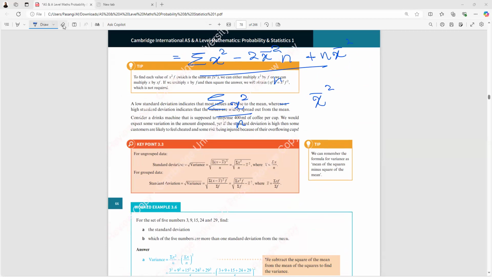Here, a low standard deviation indicates most values are close to the mean, whereas a high standard deviation indicates that the values are widely spread out from the mean. Consider a drinks machine that is supposed to dispense 400 milliliters of coffee per cup. We would expect some variation in the amount dispensed. That is our practical scenario.